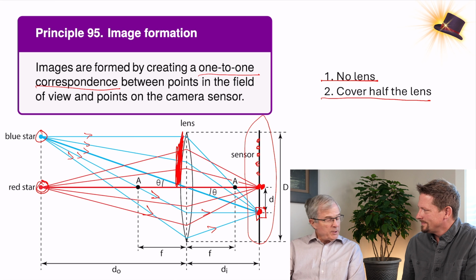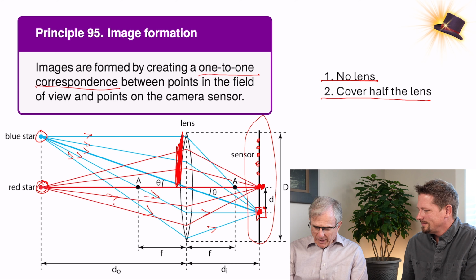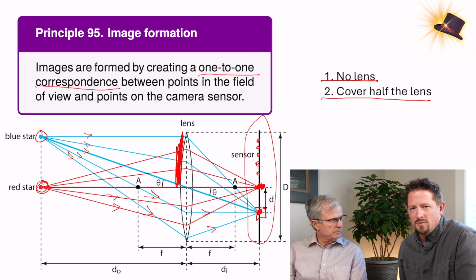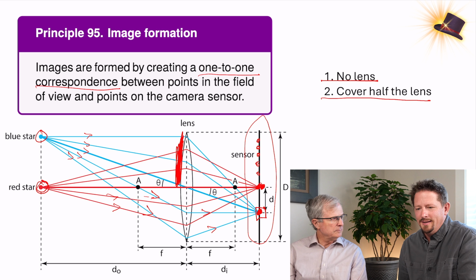The image won't be as bright because you're not receiving as much light from that blue. It'll be half as bright. The same thing with the red. The red light that is able to make it through the unobscured lens will still end up here, and you'll still get an image.